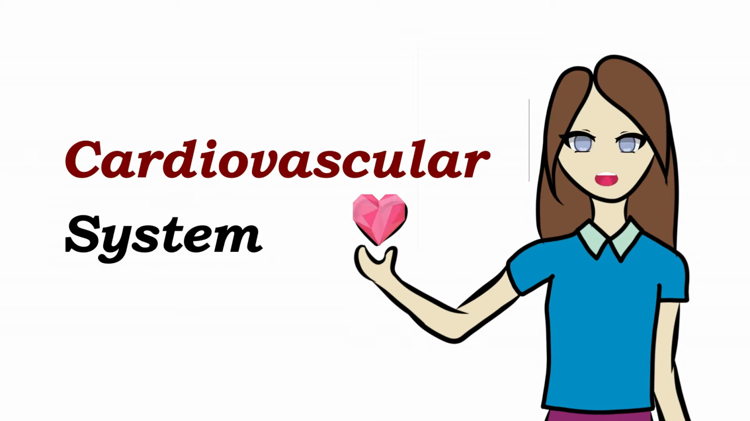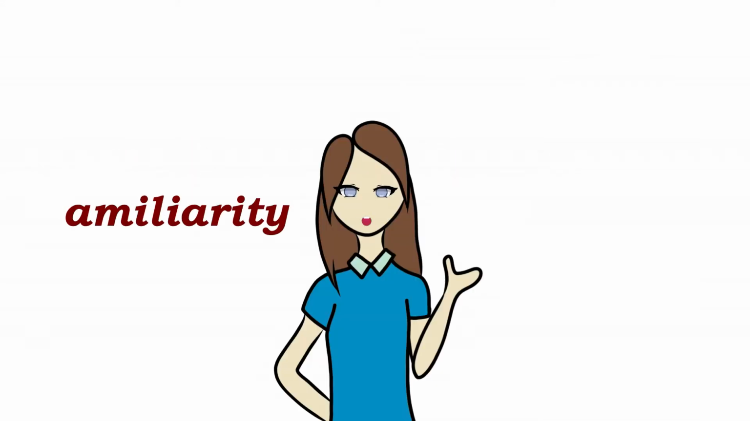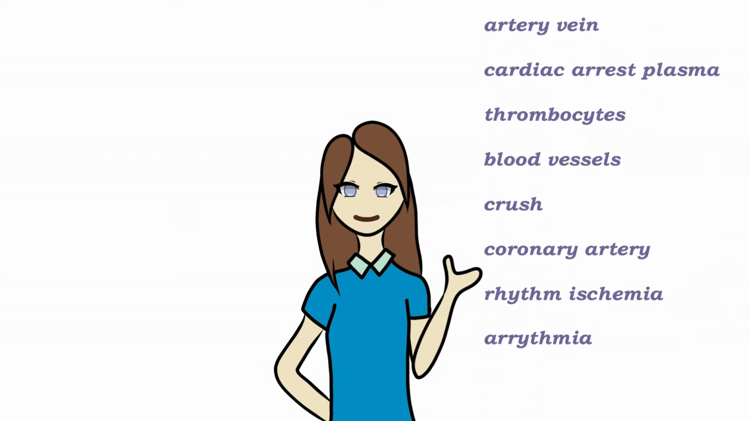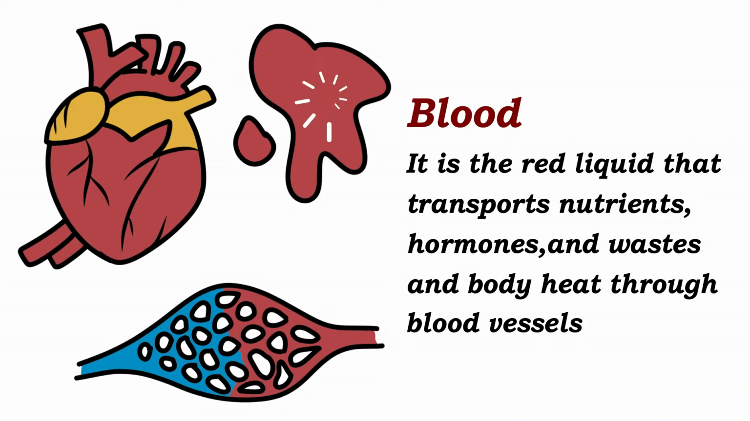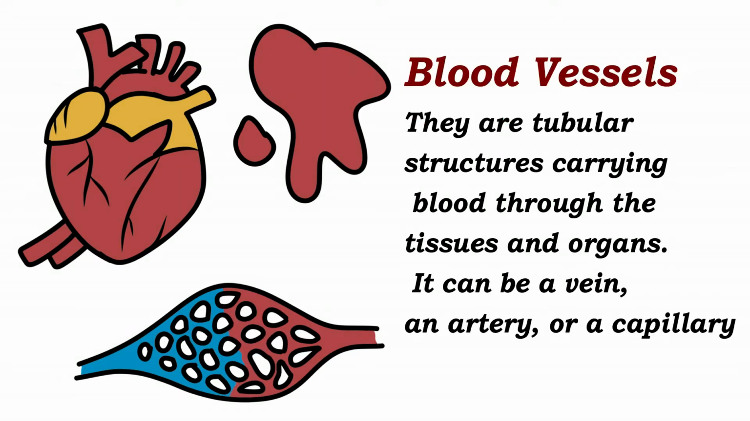We will be discussing the cardiovascular system. Familiarity. What do you usually associate with the cardiovascular system? Let's define them. Blood is often referred to as the river of life and is a type of tissue. The heart is a muscular organ about the size of a fist and is located just behind the breastbone and is the one responsible for pumping your blood, which sounds like lub-dub. Blood vessels are the pipe system of the cardiovascular system. This is where the blood flows.